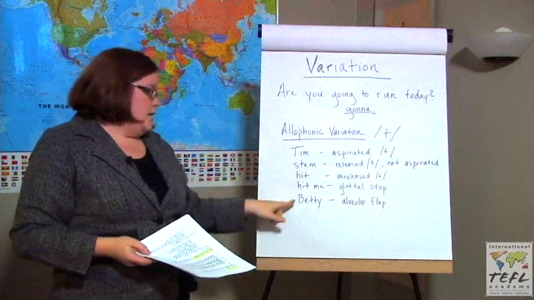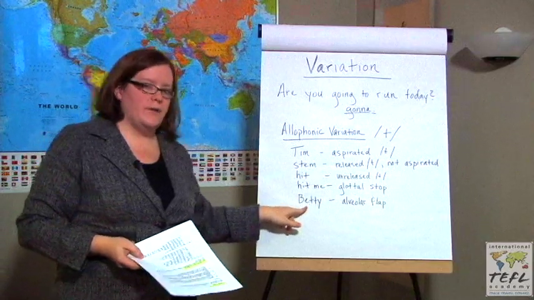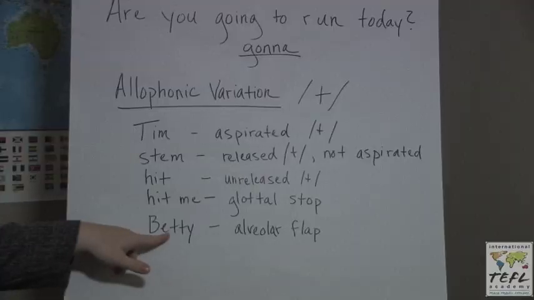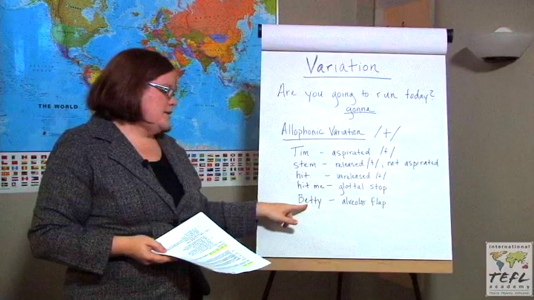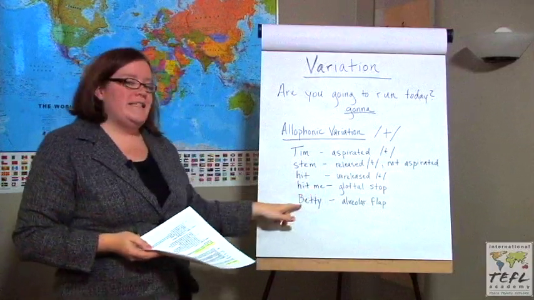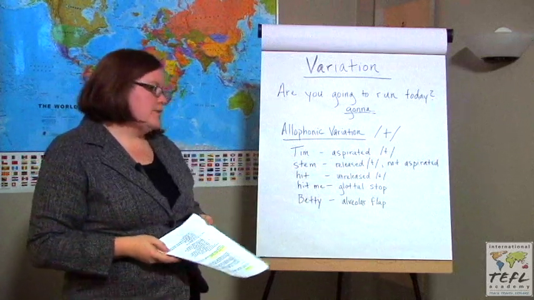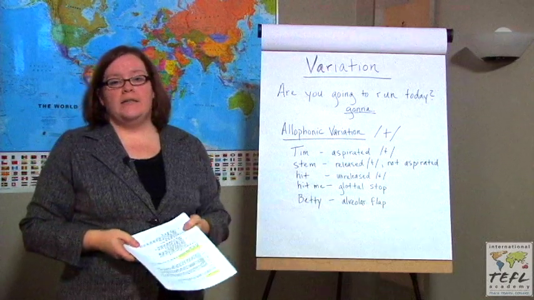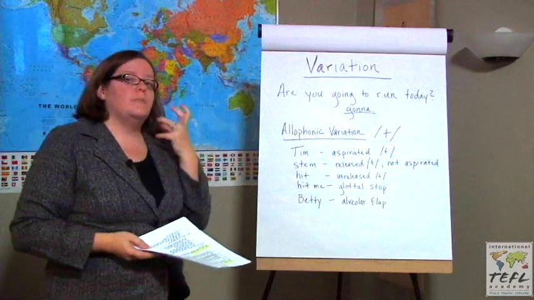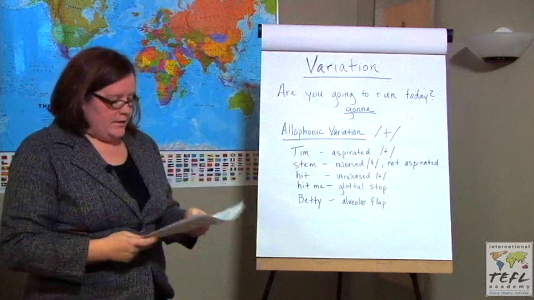All right, one more, the example of the T in Betty. So say that word out loud to yourself, Betty. This is what we call an alveolar flap. So it's somewhere between a D and a T. It's not Betty and it's not Betty, it's Betty. So that might also be a whole new sound that students will have to learn where in their mouth to form that. All right, let's move on.